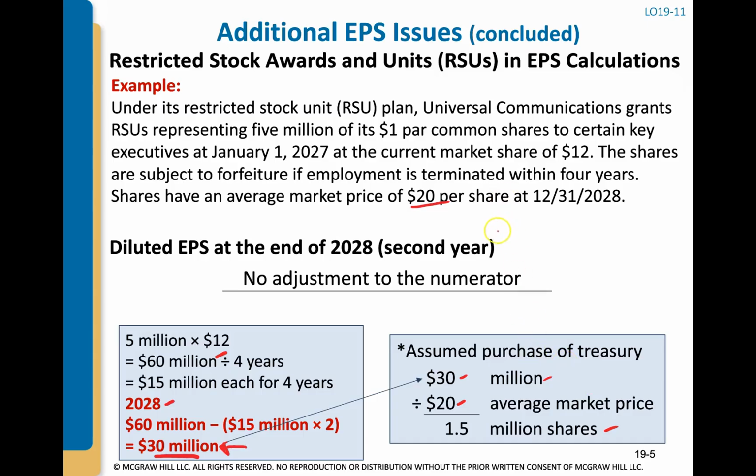So for the diluted earnings per share at the end of 2028, the second year, again, no adjustment to the numerator. But now we're going to issue 5 million shares, and buy back 1.5. So the denominator will increase by 3.5 million at the end of 2028. I just want to point out that this 5 million in 2028, we still have to add it back because none of these shares have actually vested. So look at it as almost like a fresh year. It doesn't matter that that 5 million was used in the 2027 EPS, because 2028 is its own calculation. So we issue outstanding common stock of 5 million and then buy back the 1.5.